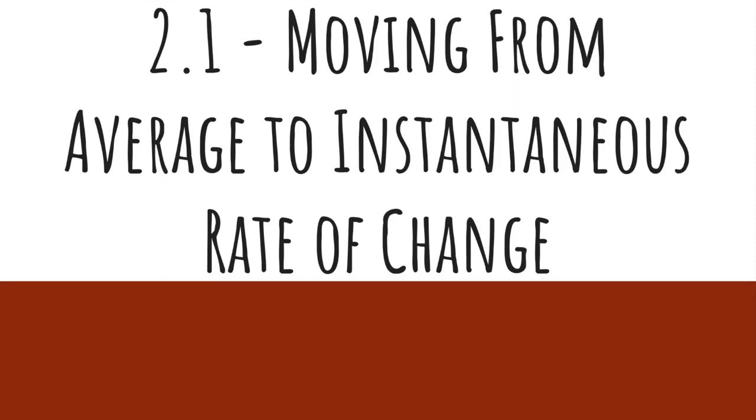It is finally time that we get to talk about how we move from average rate of change to instantaneous rate of change. And keep in mind from the last video, you know that instantaneous rate of change means we're finding the slope of the tangent line. So we are solving the tangent line problem here.